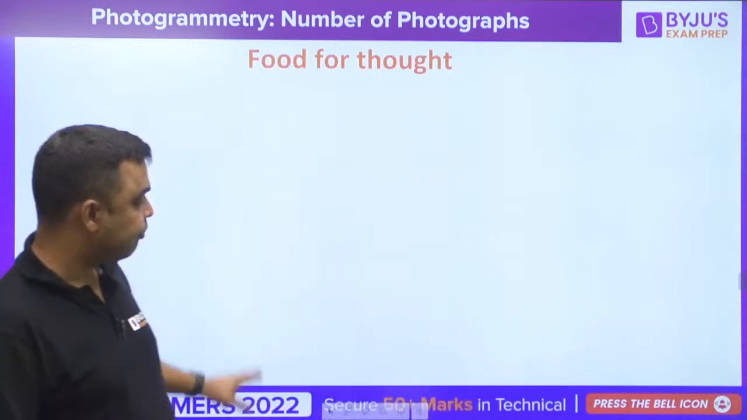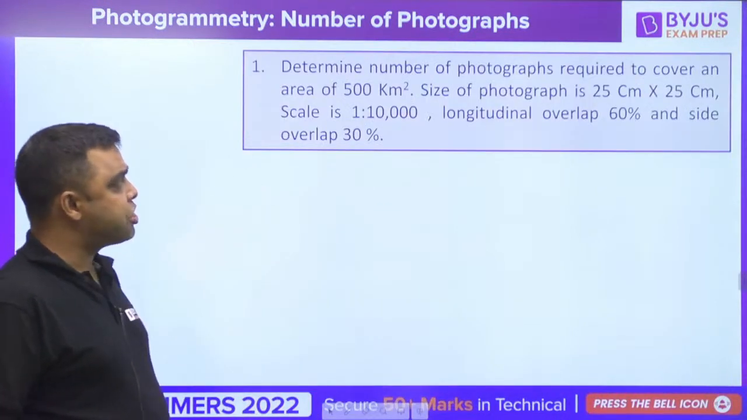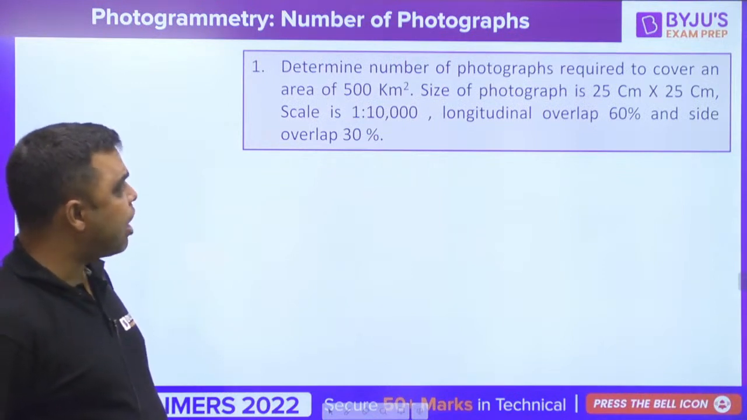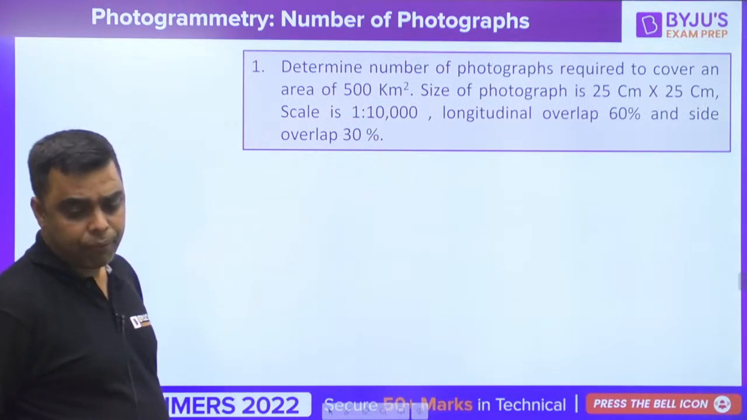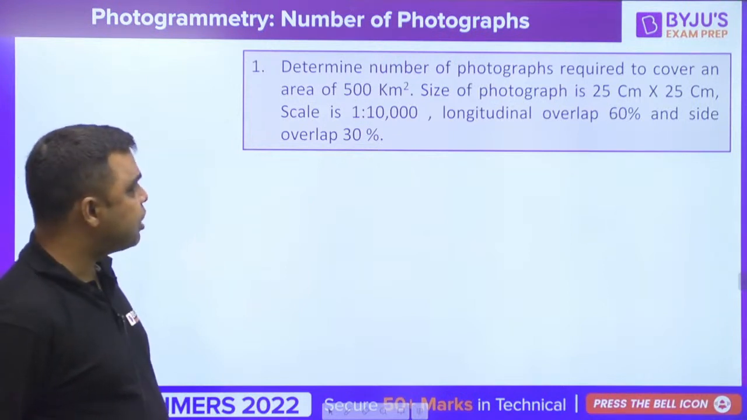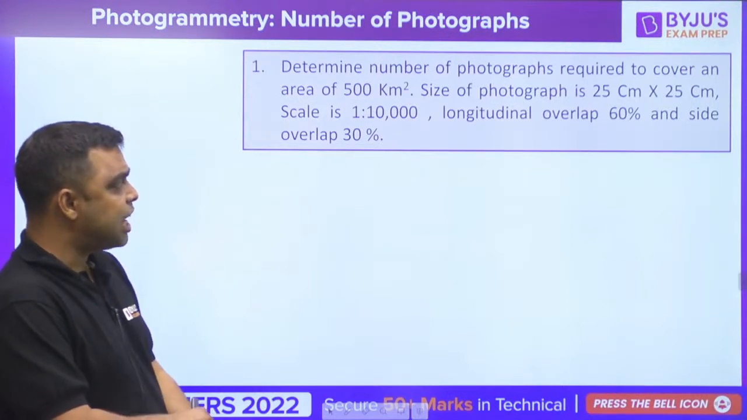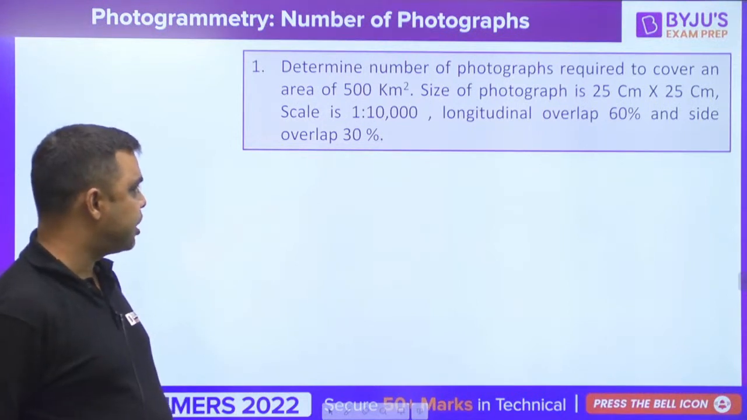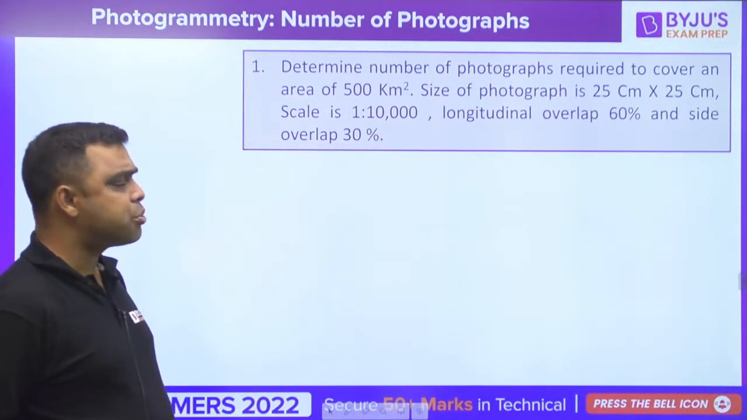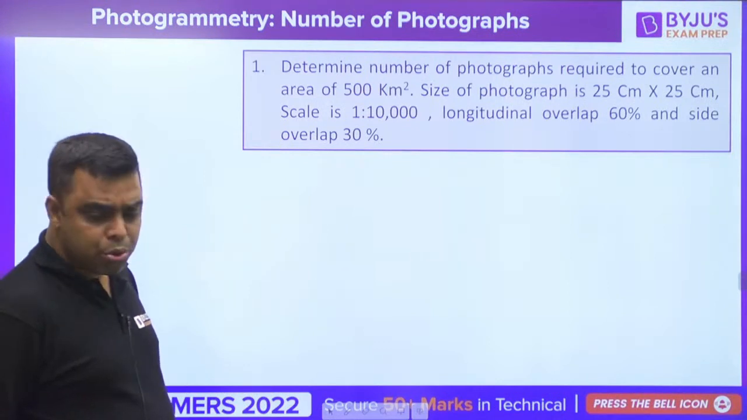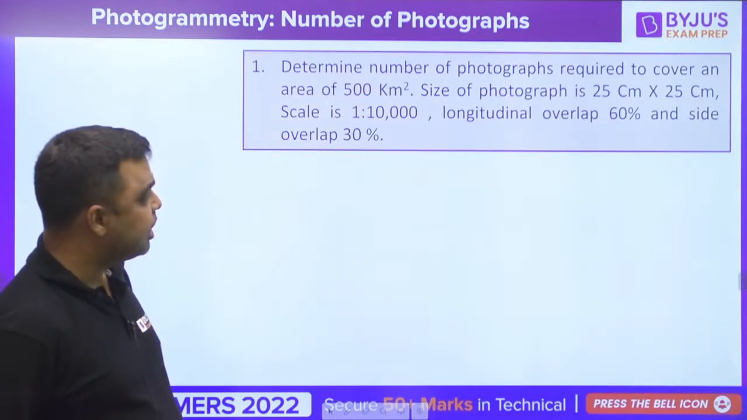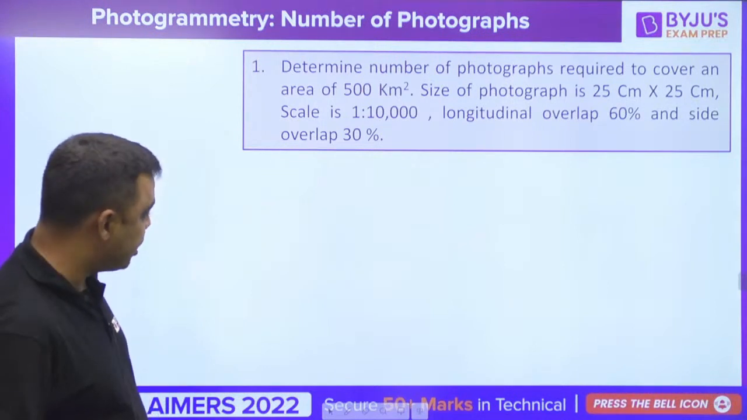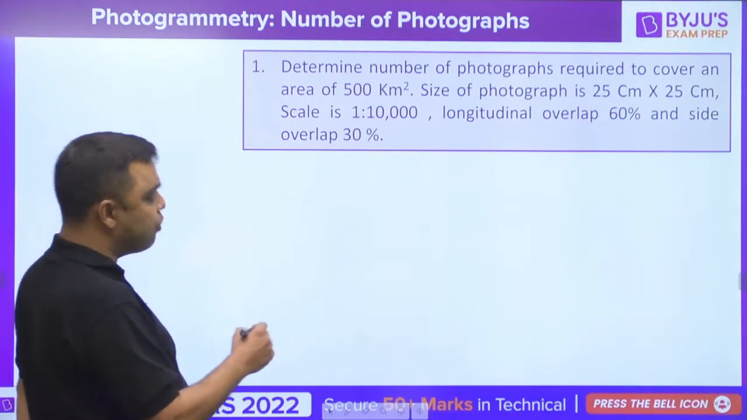Okay, fine. Now this is the question. Determine the number of photographs required to cover an area of 500 kilometers square. The size of the photograph is 25 centimeter into 25 centimeter. Scale is 1:10,000. Longitudinal overlap is 60% and side overlap is 30%. Guys, this is the question, right? So what will be the number of photographs?